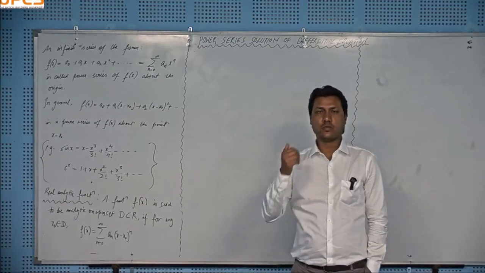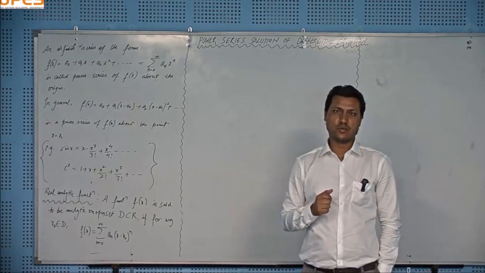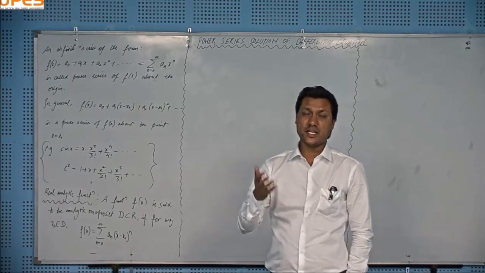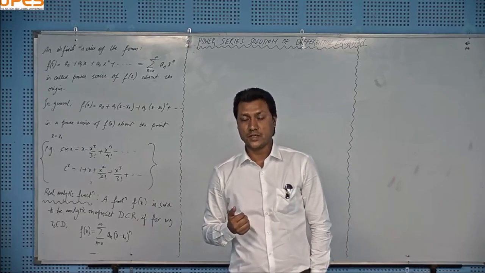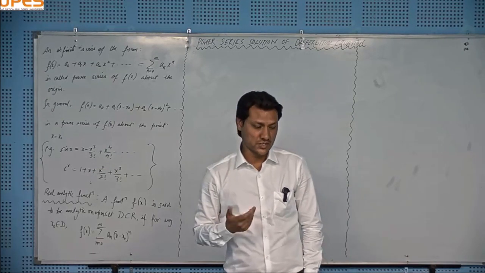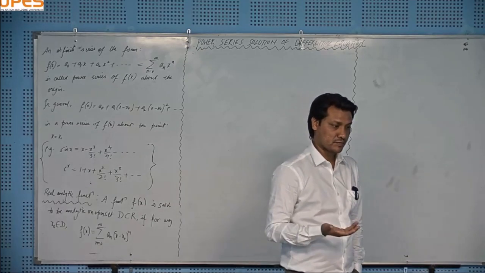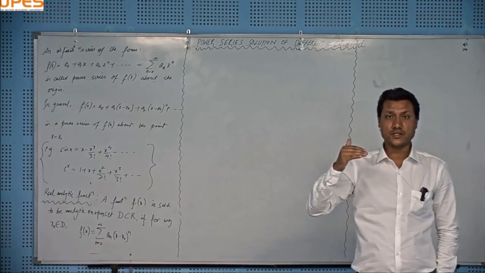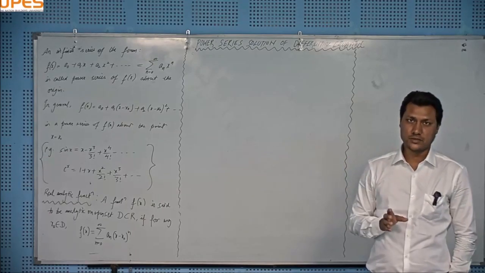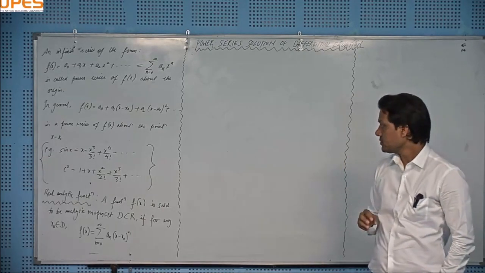Take 1 over x. 1 over x is not analytic at x equal to 0. However, it is analytic for all the real line except x equal to 0, right? It means that for a rational function, or you can say for a function of type px over qx, where the denominator vanishes, the function is not analytic at that point. The key idea is that.